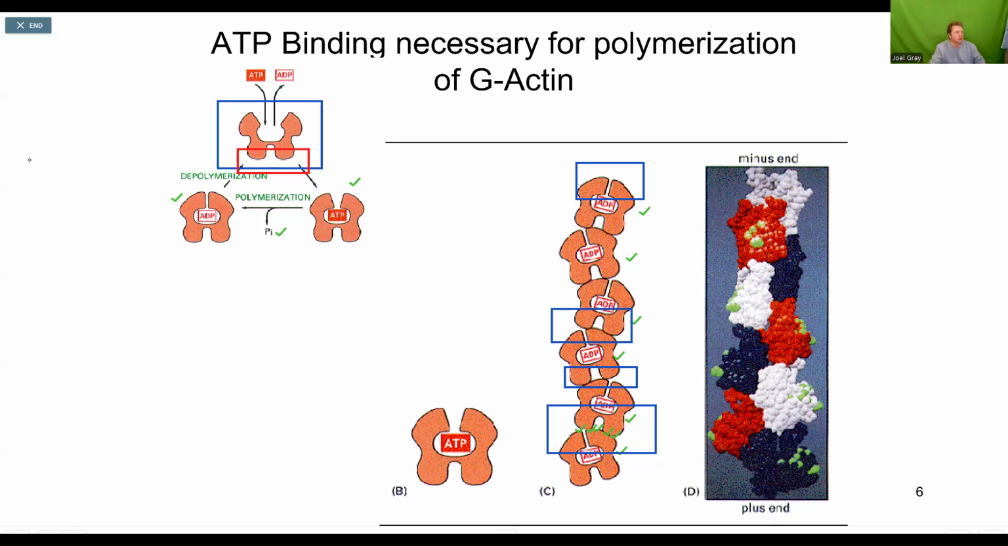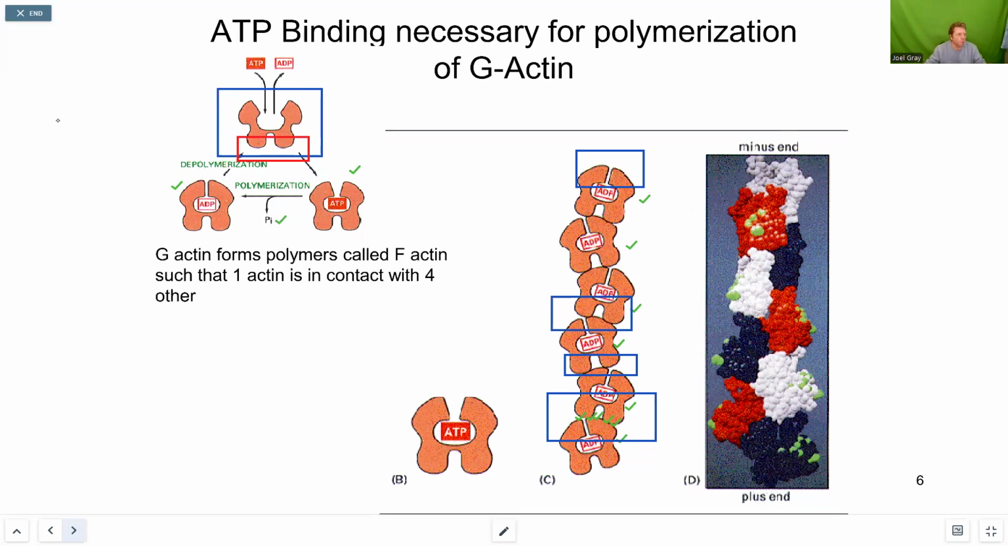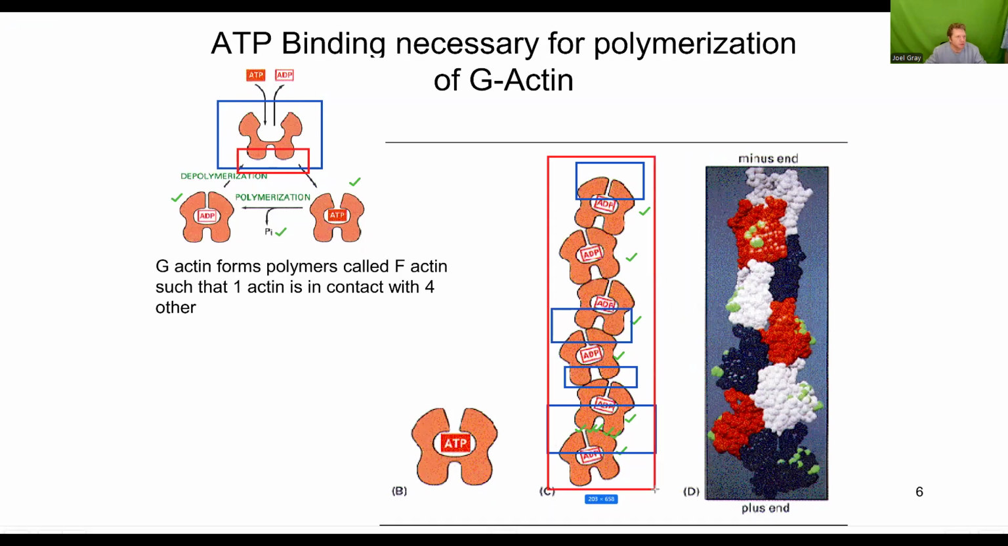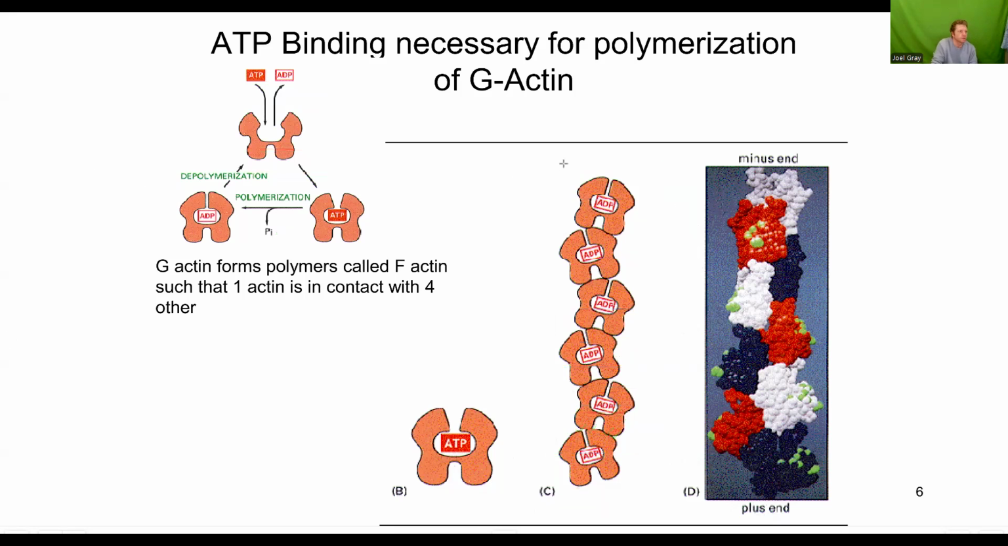Now, G-actin forms polymers called F-actin, such that one actin is in contact with four others. Now, that's a little bit confusing, I think, because when you look at this right here, I see one connected to one. But what we have is multiple threads, multiple of these chains that rotate around one another. So, for example, let me clear all my drawings out here. This interface right here is like this interface right here, which is like this interface. Okay, so this kind of filament is basically one of these two. You can look at this and say that there's two filaments there.